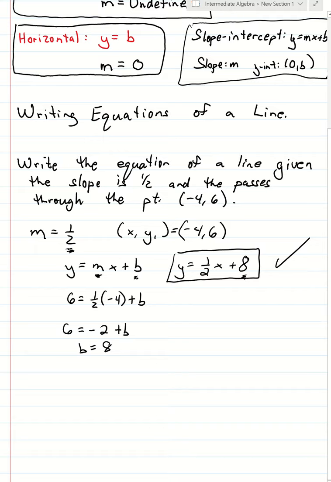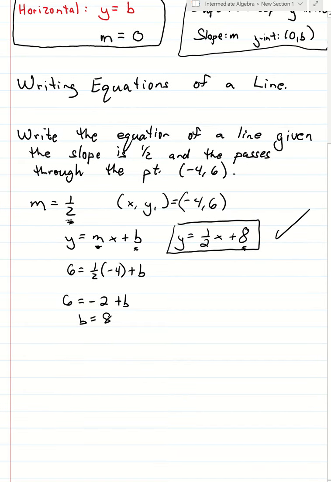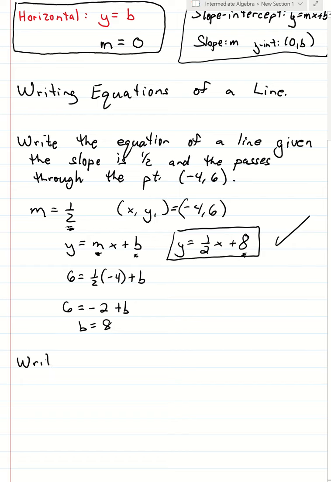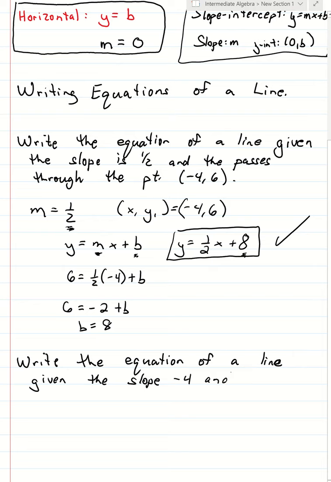Okay. Let's try a different one. Once again, I could ask you to write the equation of a line, and let's say we are given the slope, let's say, is -4, and the line passes, let's say, through the point, let's say it passes through the point maybe 3, -2.